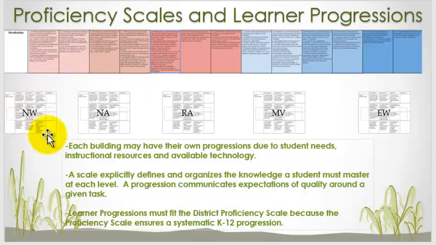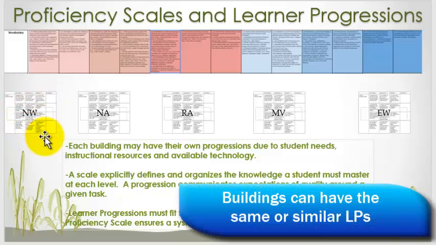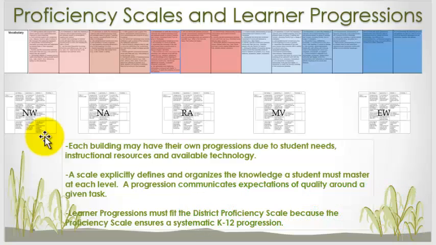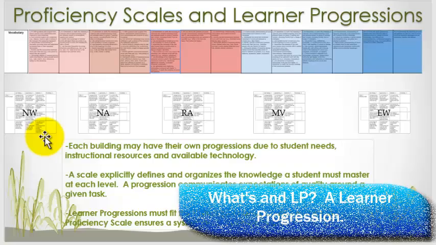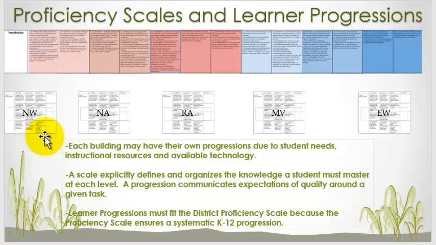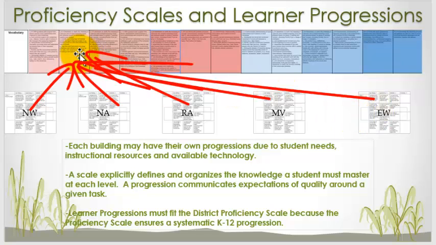Each grade level and each building will be creating their own learner progressions, or will want to create their own. A building certainly could just take the proficiency scales and utilize those if they don't have anything else in place, because that will still be very powerful and add lots of reflection and feedback for learning in the classroom as well. So basically what I'm saying is Northwood Elementary, Naven Elementary, Raymond Elementary, Mill Valley, and Edgewood may all have learner progressions for the exact same proficiency scale piece.